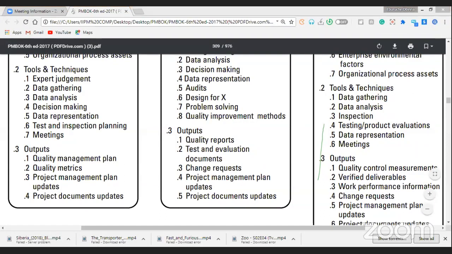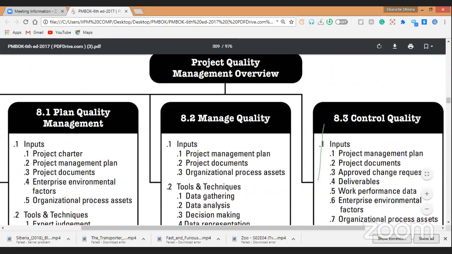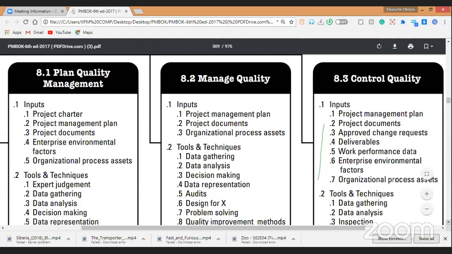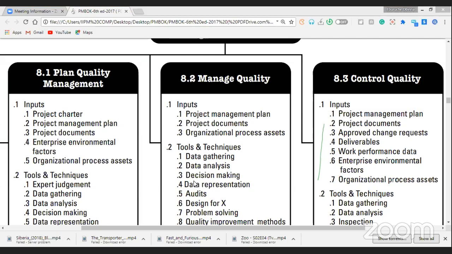Now, the next one to discuss is the management of quality, which is manage quality. Just like we did in the first one, I would like 3 persons to tell us, in your own view, why the project management plan is important in managing quality. We need 3 hands raised. Then we need project documents updates also, and 1 person to talk about the organizational process assets. Please raise your hand and introduce yourself, at least your name, before you go ahead with your contribution. I'm waiting, just 3 persons, please.